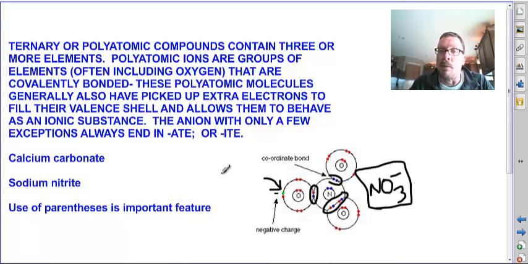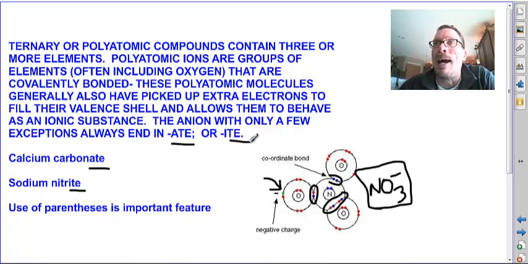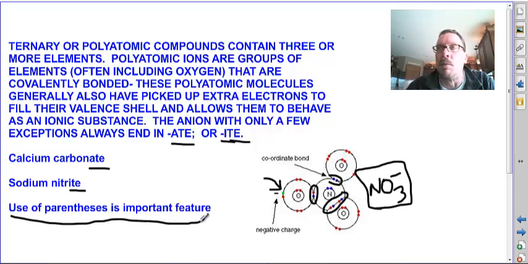What separates them from binary compounds, which have an IDE ending, is that, with very few exceptions, the endings to these compounds are ATE or ITE. The two notable exceptions are cyanide and hydroxide, and you can see their structures on your cheat sheet in your polyatomic table. I also want to point out that the use of parentheses is going to be vitally important in writing the formulas for polyatomic ternary compounds.